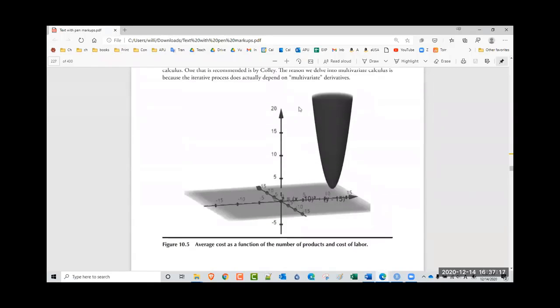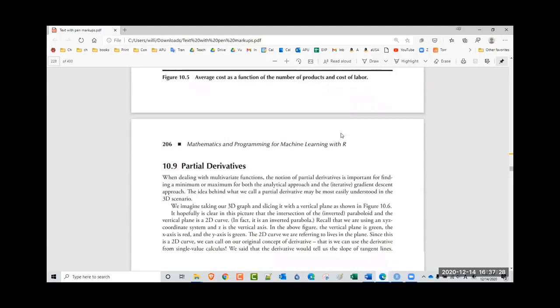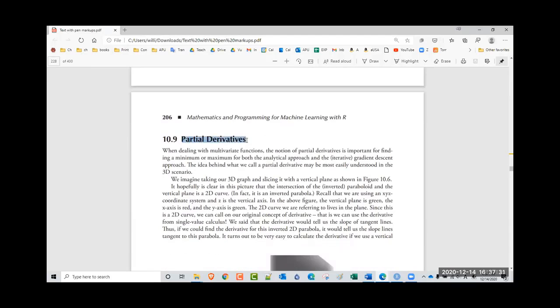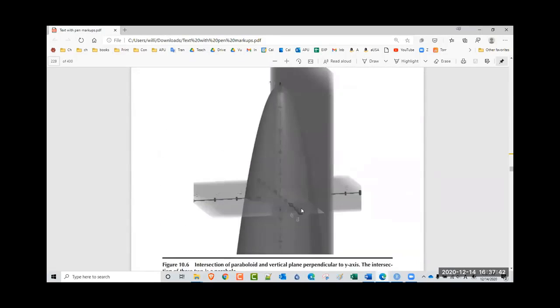Because we said we want to find derivatives because we want to find slopes. But what does it mean in this scenario where we have 3 variables, not just 2? In calculus, that's called partial derivatives. Partial derivatives. So here's the same picture, or another picture anyway. Here's a 3-dimensional picture.